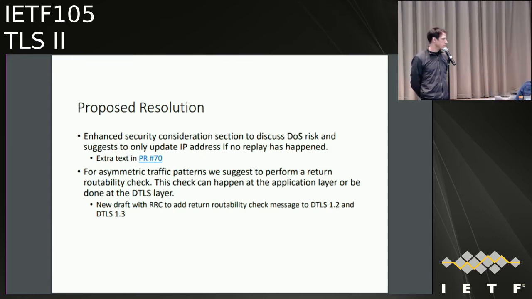My question was whether that meant that PR number 70 on the CID draft goes away. We'll have to refine it a little bit, but we need to take the text that's in 1.3 and PR number 70, harmonize them, and then land them in both places.